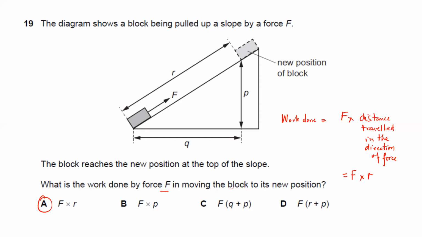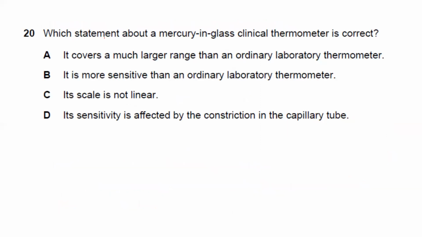Okay. Next question. It says, question 20, which statement about mercury in glass clinical thermometer is correct? Number one, it covers a much larger range than an ordinary laboratory thermometer. So no, an ordinary laboratory thermometer is generally from 0 or say -10 to 100 degrees centigrade, whereas the clinical thermometer has just a small range of these values. So no, this is not the right answer. Number two, it is more sensitive than the ordinary laboratory thermometer. Yes, it is more sensitive because it is a clinical thermometer and we have to measure the temperature with much precision. Then C, it says the scale is not linear.